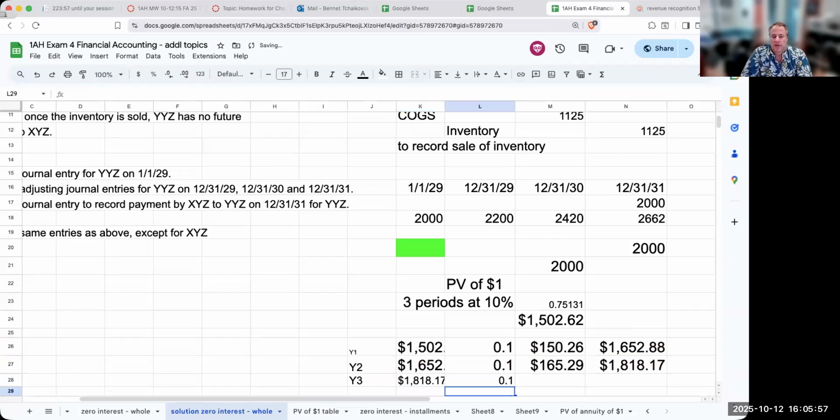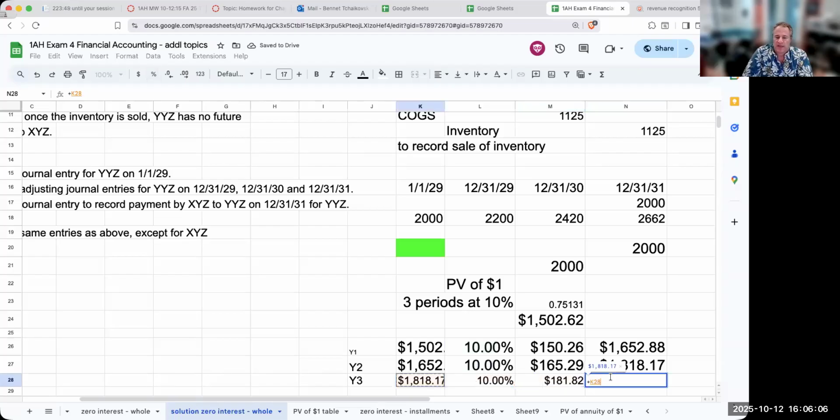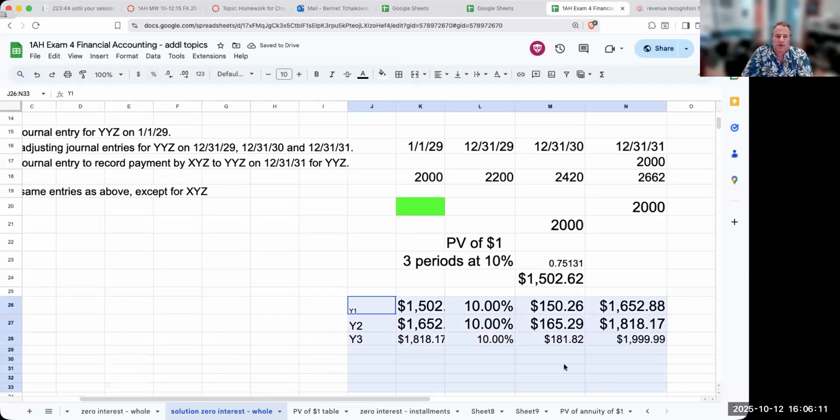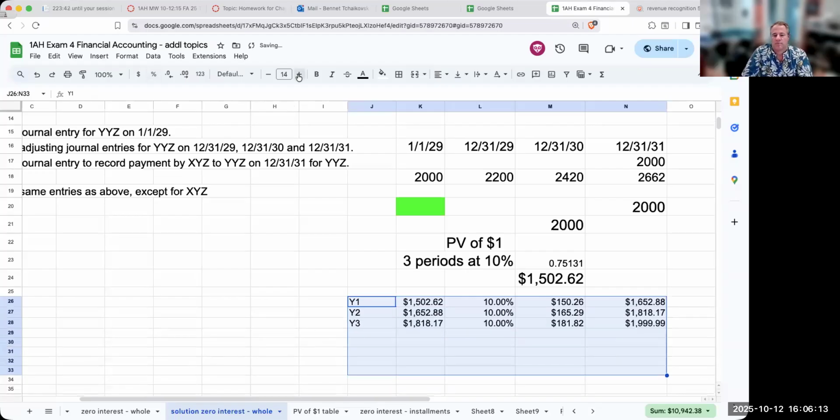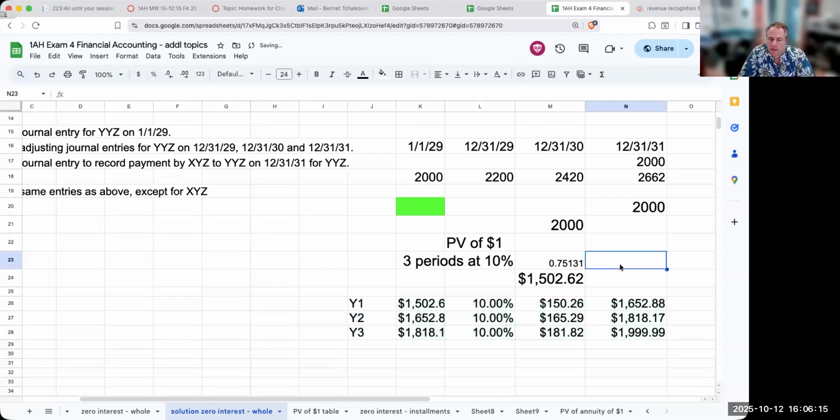And then lastly, I'm going to reinvest that. I'm going to earn $181 worth of interest. And now this balance over here at the end is going to be $1,999, or a great Prince album. But for us, it's just another fun, bad dad joke accounting reference.